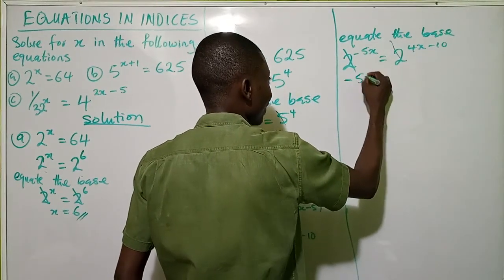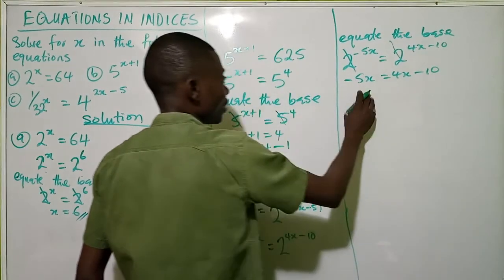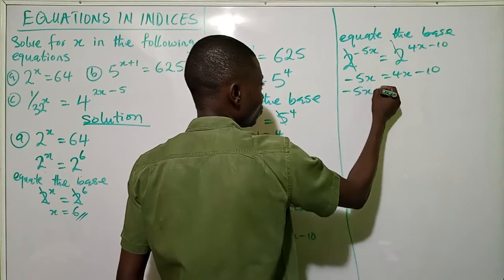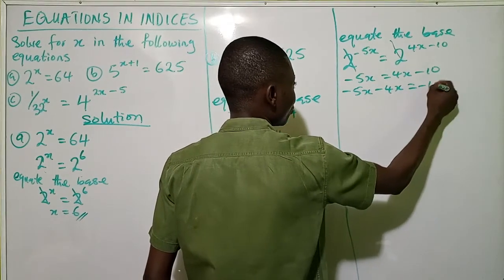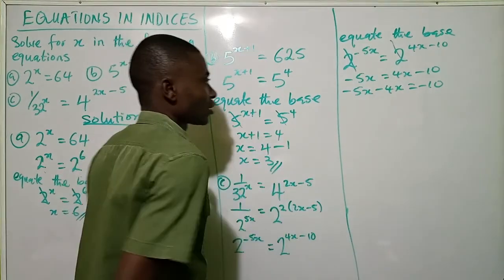So equating the base now, this goes on. That means minus 5x equals 4x minus 10. I'm collecting like terms, bringing this here. So minus 4x equals 10. There is a plus sign here. If that plus sign crosses this way, it turns to minus.